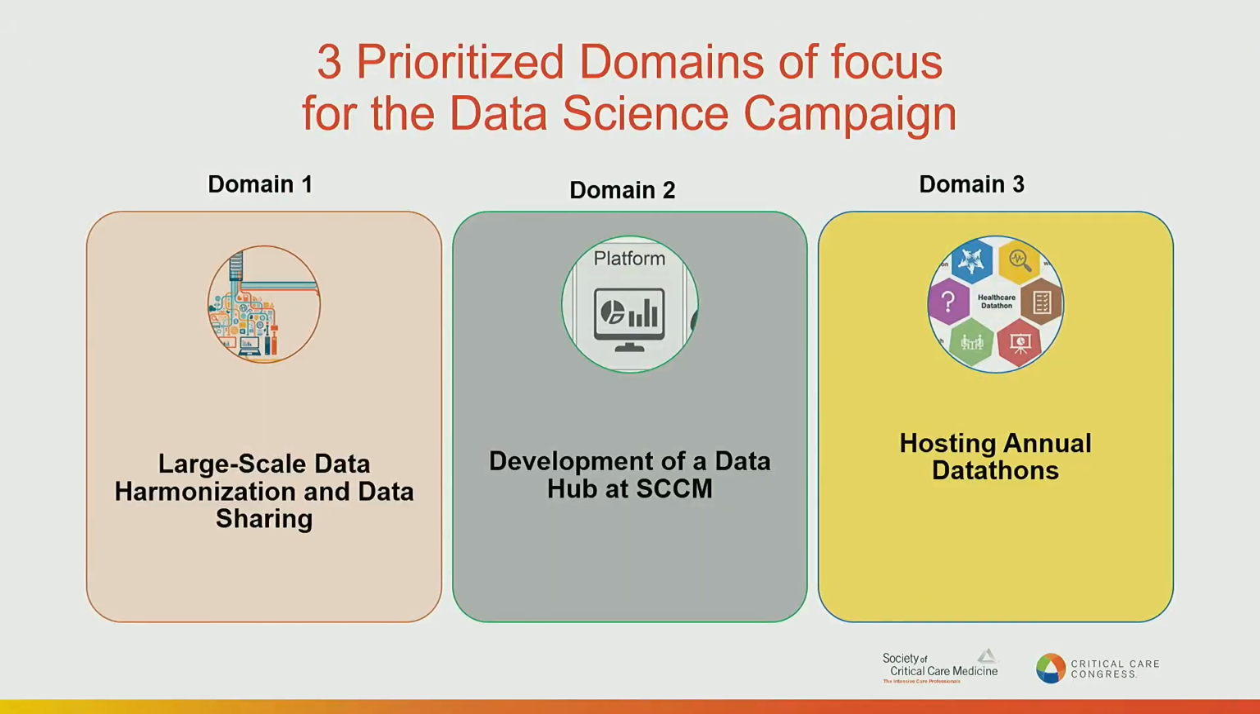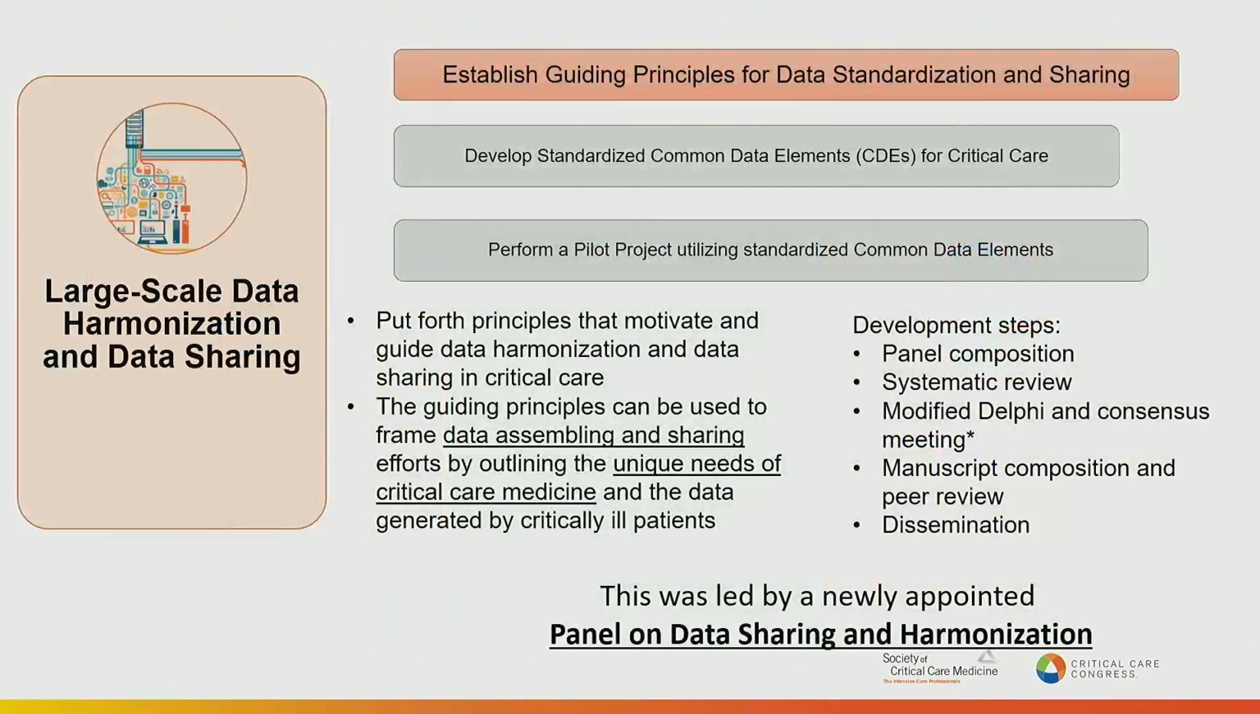There were three main arms of this data science campaign. A first domain focused on large-scale data harmonization and sharing. A second domain is to build a data hub within SCCM and the hosting of datathons. Within that first objective, we sought to establish guiding principles for data standardization and sharing. The field was probably not mature enough then to come up with actual best practices of how to do this, because everything is still pretty much in turmoil. But guiding principles, that was definitely doable.